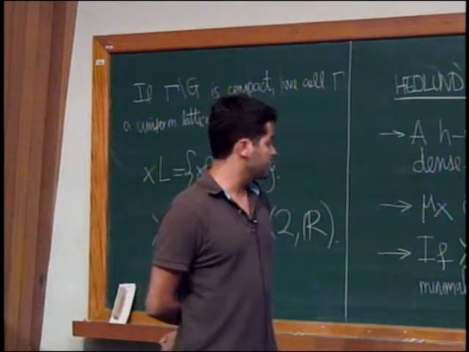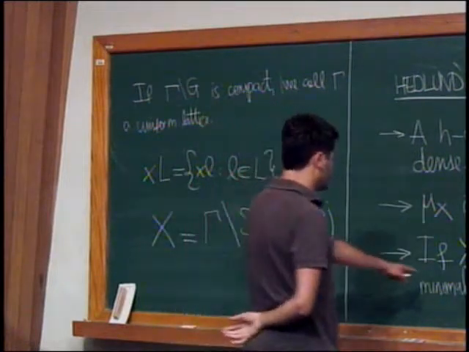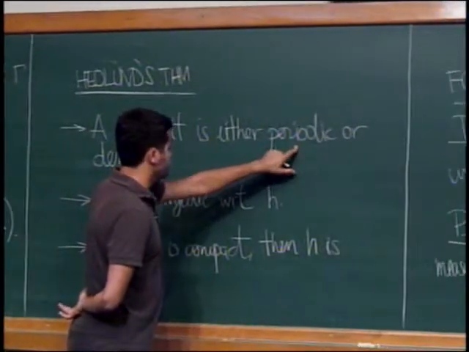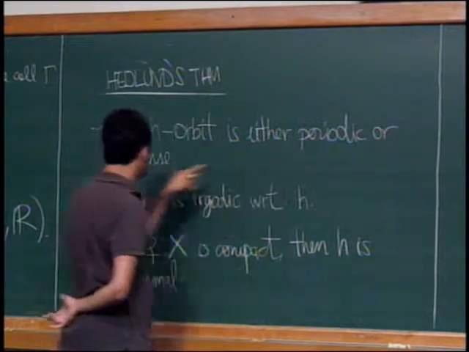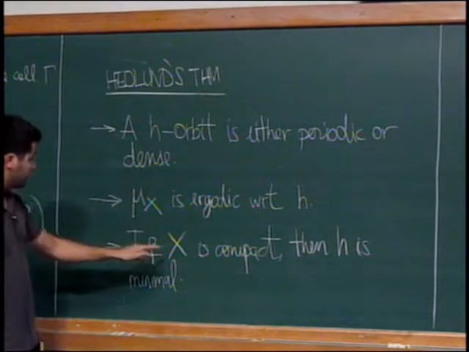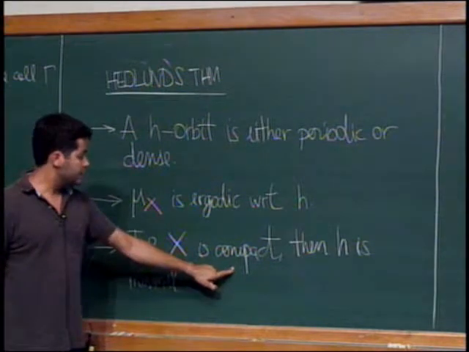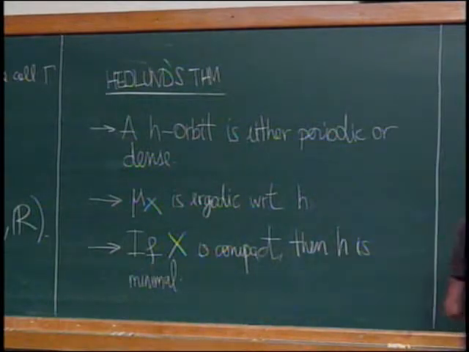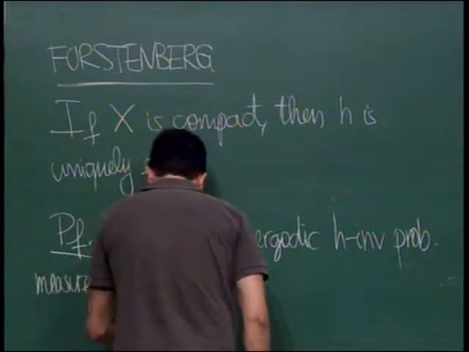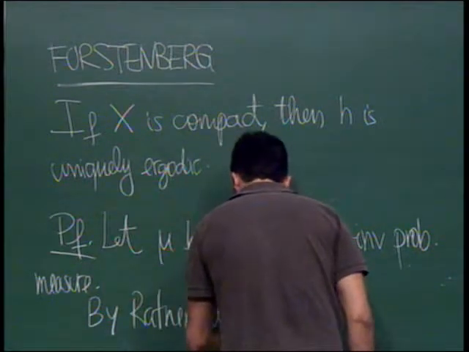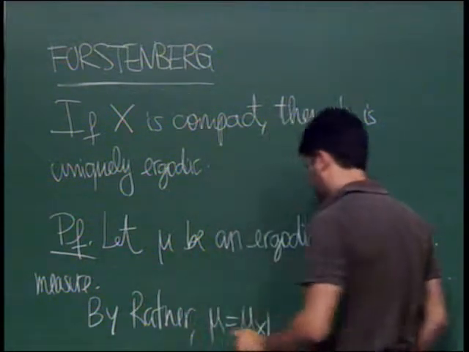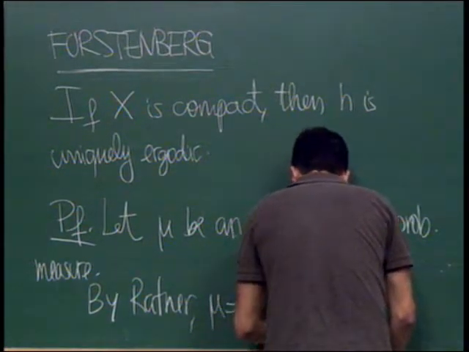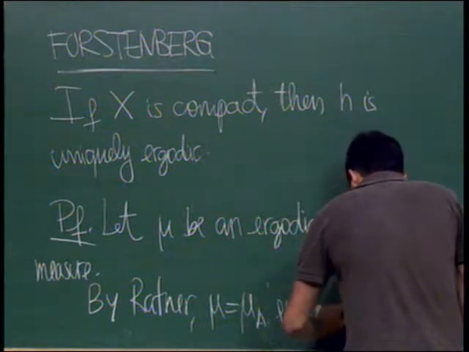It's a Haar measure on some orbit. But if you use Hedlund, you know that the orbits, the homogeneous sets here, are either closed orbits or they are dense. But you know more. You know that if X is compact, then this orbit has to be dense. So by Ratner, mu is equal to mu of X_A, mu_A, for some U homogeneous set A.